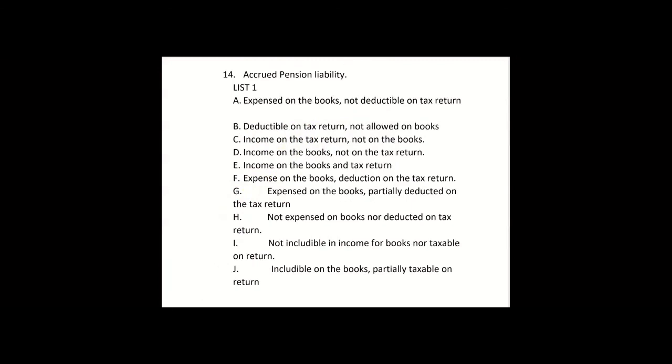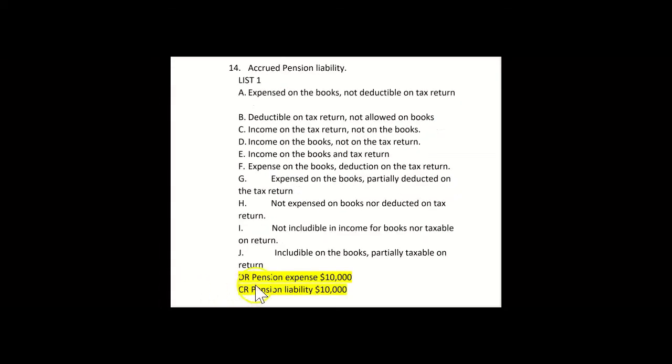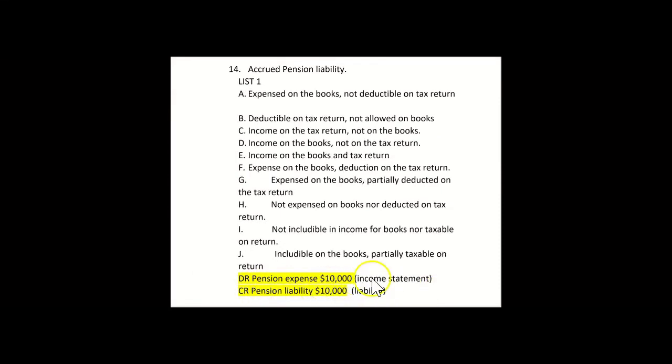Now number 14, accrued pension liability. Sounds pretty fancy, right? Well, on the books it means you estimated an expense and a liability. You made a journal entry at year end that looks like this: debit pension expense, $10,000; credit pension liability, $10,000. That pension expense is going to find its way onto the income statement this year, and the pension liability onto the balance sheet. So this is an adjusting entry made at year end for financial reporting purposes.